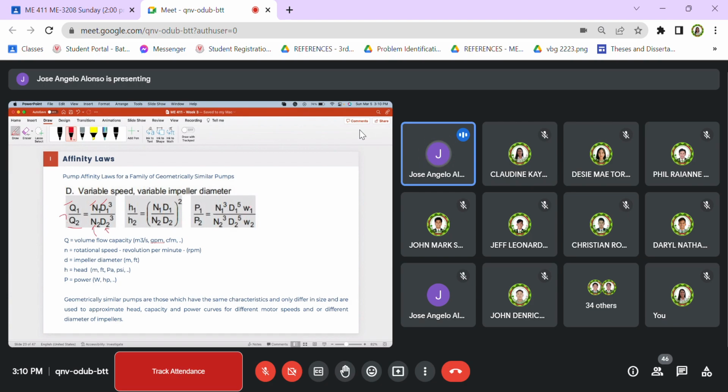The last one, same pa din, nag-add lang tayo dito ng density ng fluid. If same lang naman yung magiging density ng fluid na dadaan, then density 1 divided by density 1 is 1 as well. Pero kung magkaiba pa yung density, then we can use this equation.